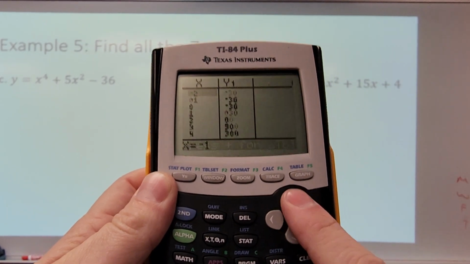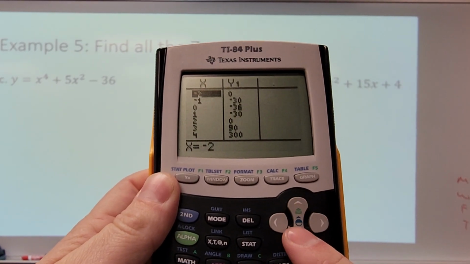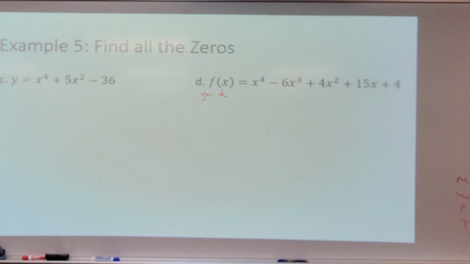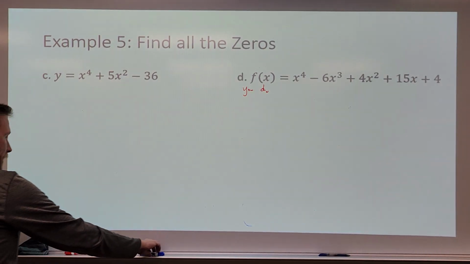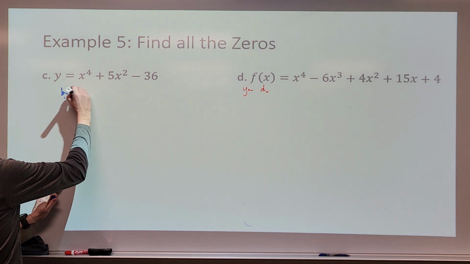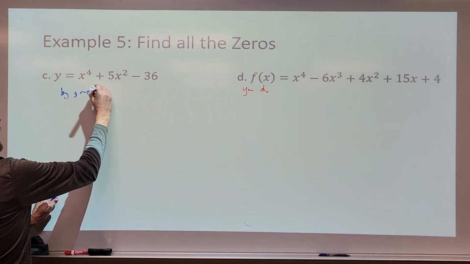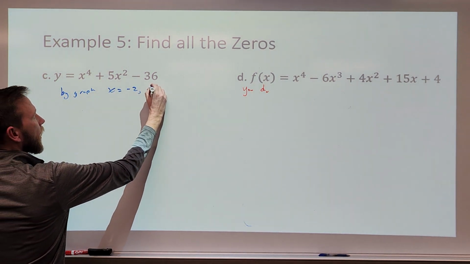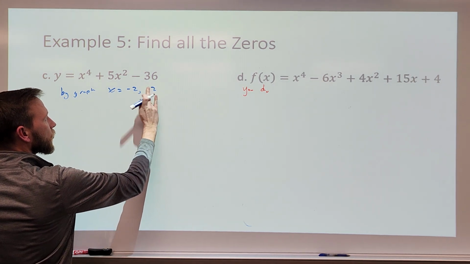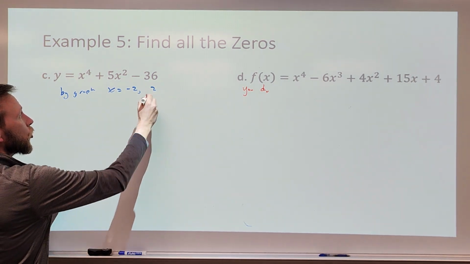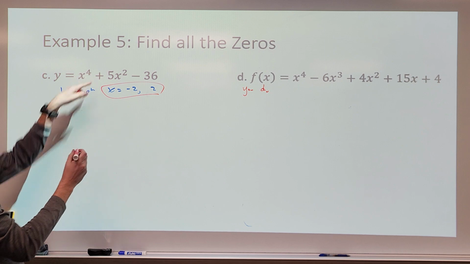So let's take a look in the table. Yes, at negative 2, I get a 0. At positive 2, I get a 0. So I know by the graph, I know that x equals negative 2 and x equals positive 2. X equals 2 and negative 2. These are 2 of our 4 answers.